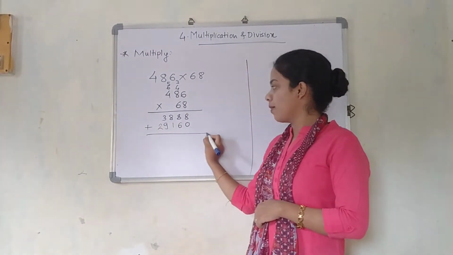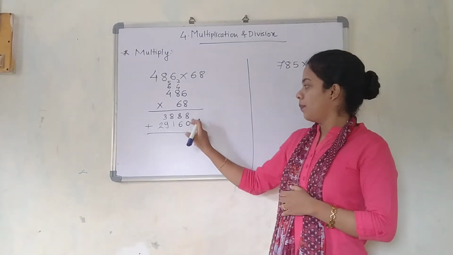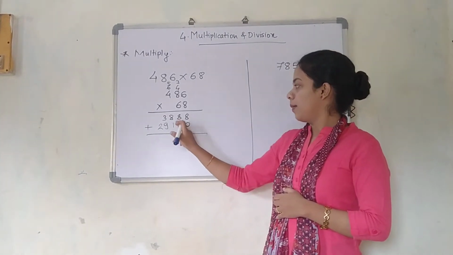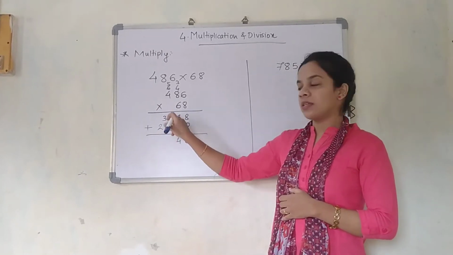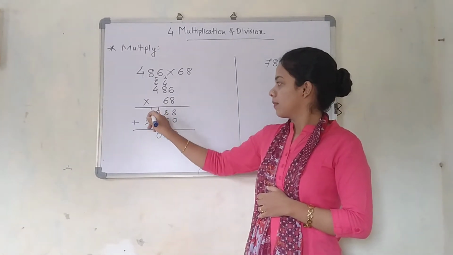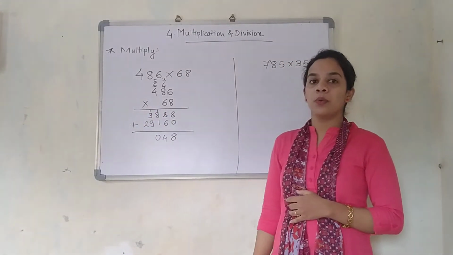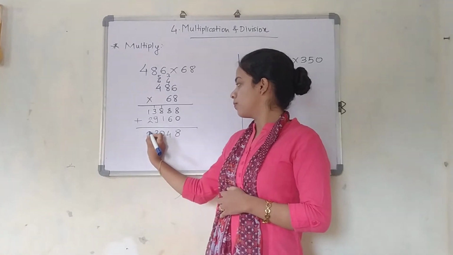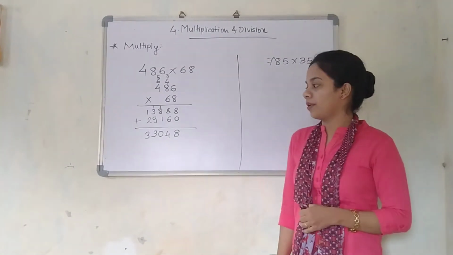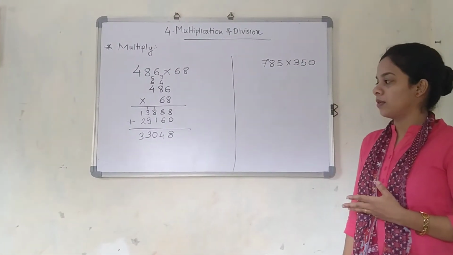Okay, so whatever I got, I am just going to add them. 8 plus 0 is 8. 8 plus 6 is 14. 8 plus 1 is 9. 9 plus 1 is 10. 3 plus 1 is 4. 4 plus 9 is 13. And 1 went over here. So this will be 33,048. So the answer is 33,048.